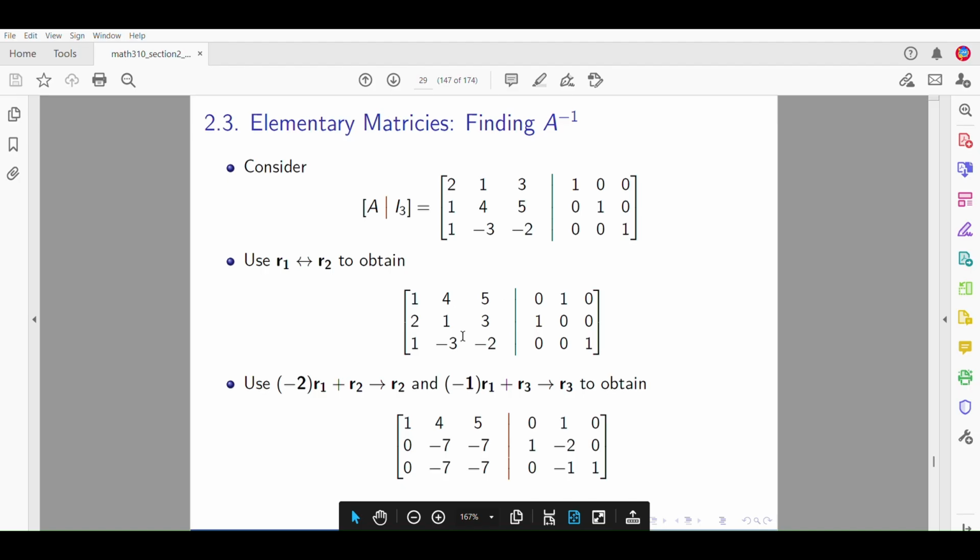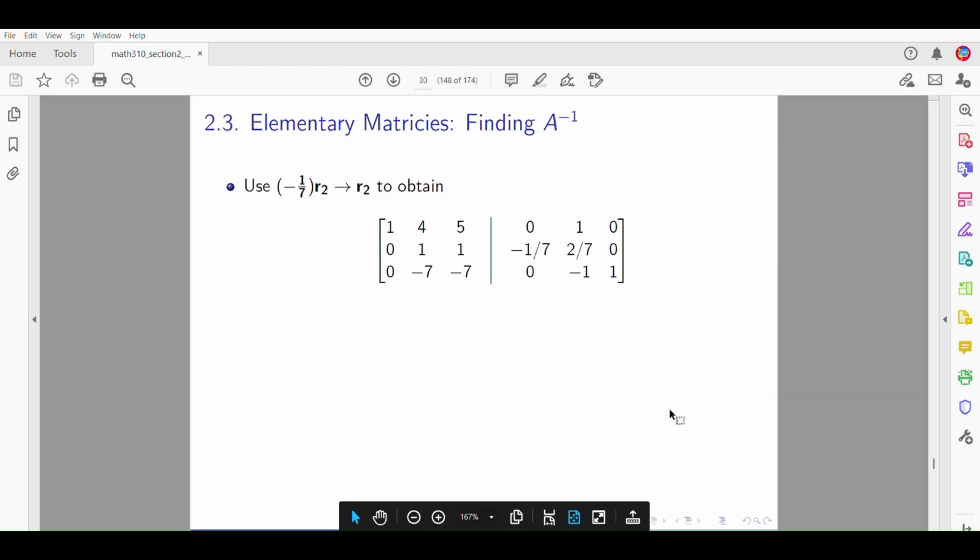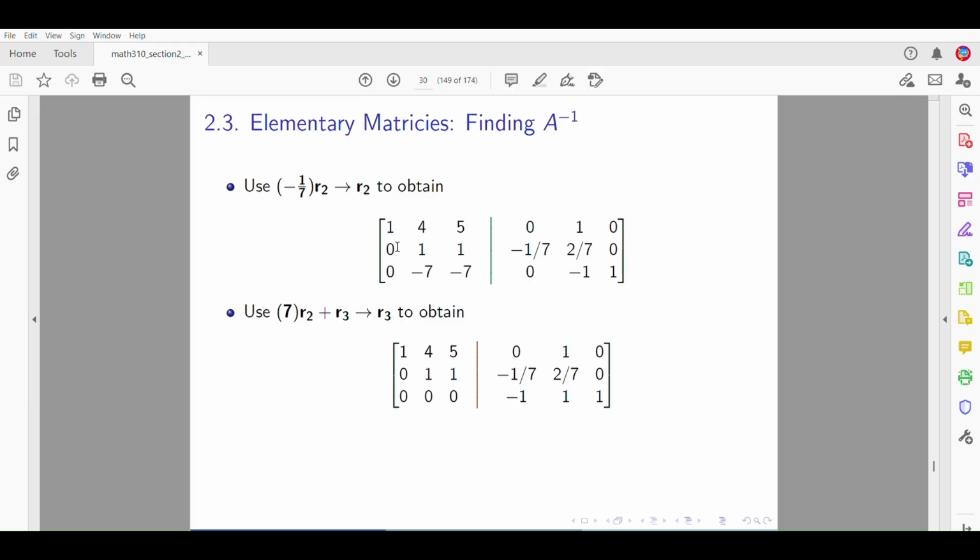Assuming we get the same result, notice I got zeros below. Now I have negative 7 here. I want a 1 here. So divide row 2 by negative 7, or multiply by negative 1/7. You got a 1 here, no problem. Things changed. Now I want a 0 below. 7 times row 2 plus row 3. I got a 0 below. The same business gets me 0 here as well. These things changed. But I have a row of zeros.